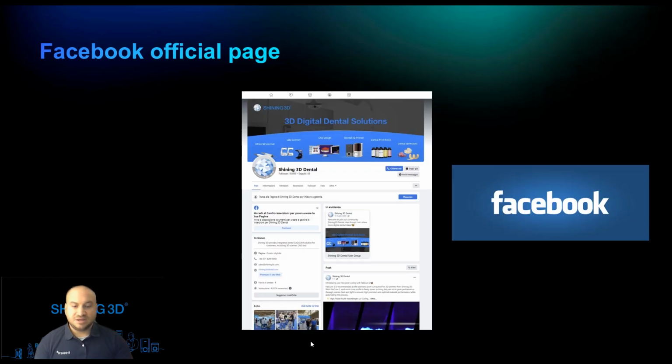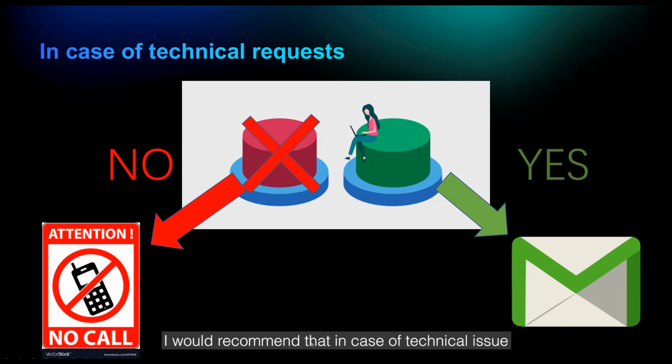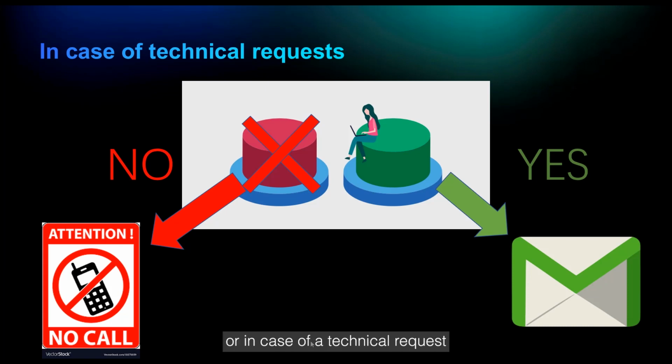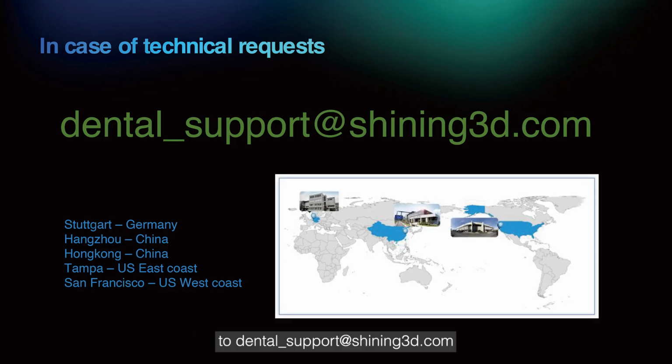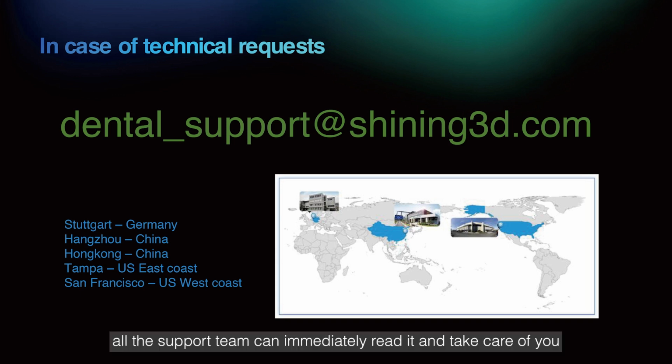Last but not the least, I would remember that in case of a technical issue or in case of a technical request, the best way possible in order to receive support in a short time is to send an email to dental_support@shining3d.com. We prefer an email because we are located in 4 different offices and the technical support team have the access to this email address. That's why if you send an email to us, all the support team can immediately read and take care of you.